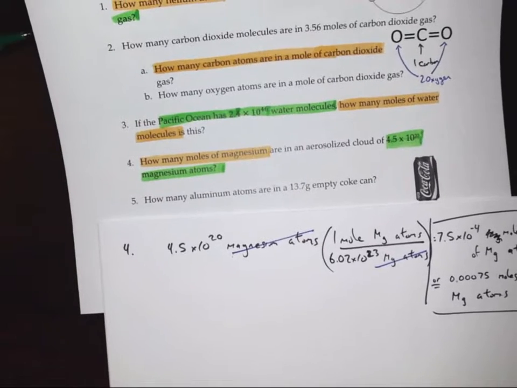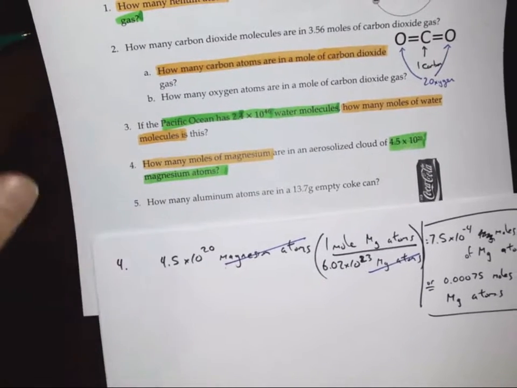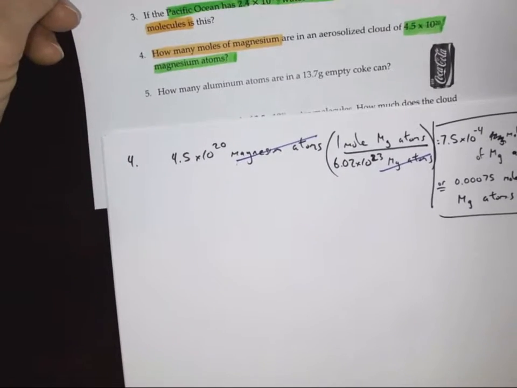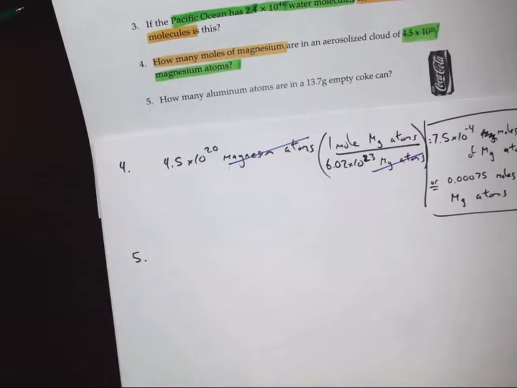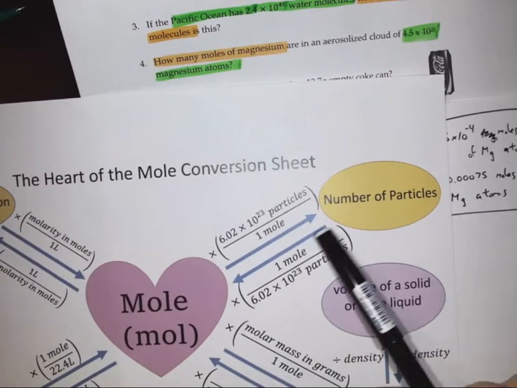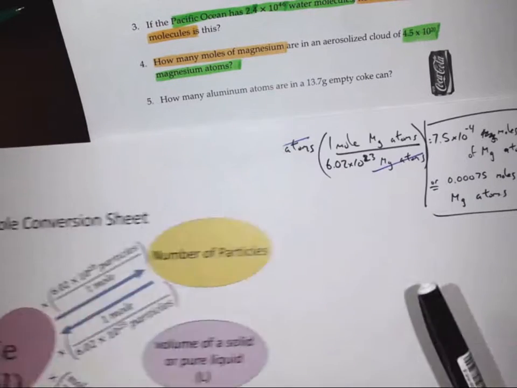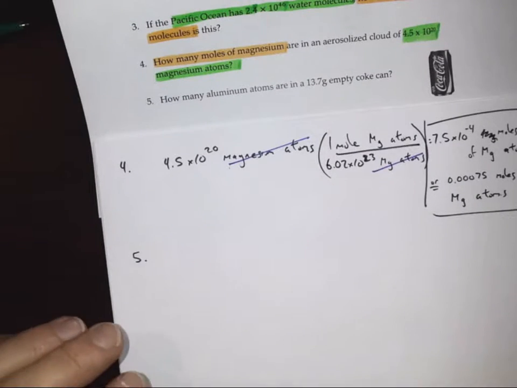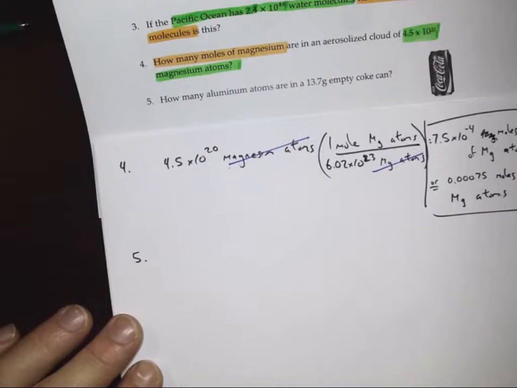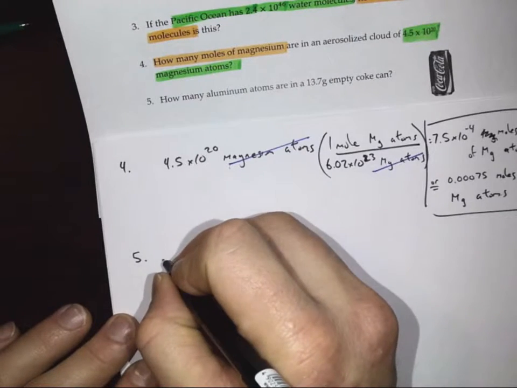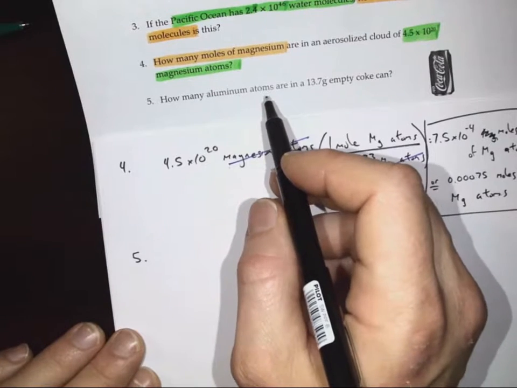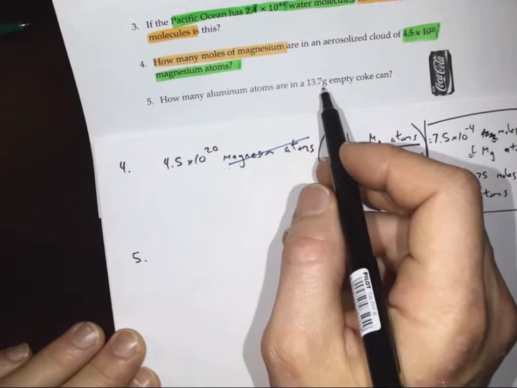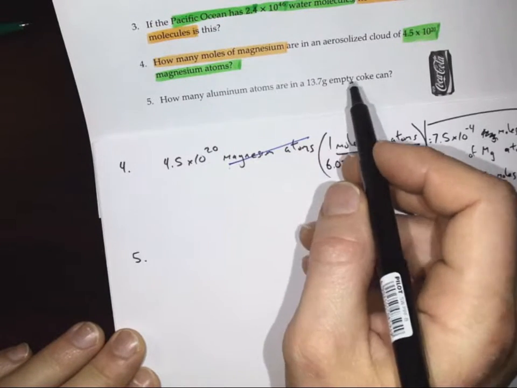So let's continue. Finally we're going to do something a little bit more complex, because for these last 4 questions all we've been doing is going back and forth along this path. And now finally we have another quantity. We're talking about a mass of aluminum. So the question here is how many aluminum atoms are there in a 3.7 gram empty Coke can?